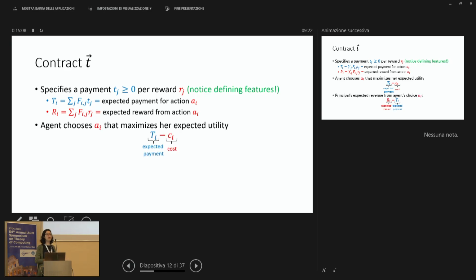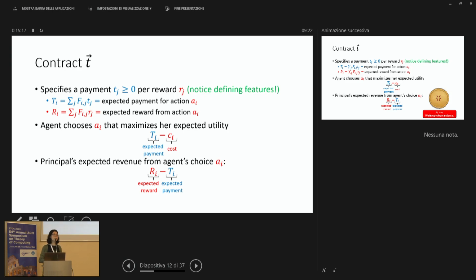Okay, so the agent will choose an action that maximizes her expected utility, her expected payment minus her cost. If the principal gets the agent to take action AI, she gets the expected reward from this action minus whatever she has to pay, okay? So that's capital Ri minus Ti.